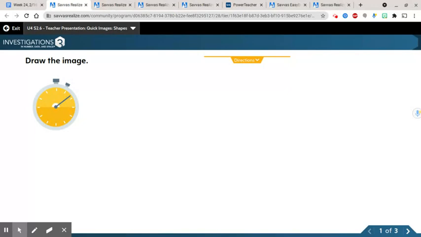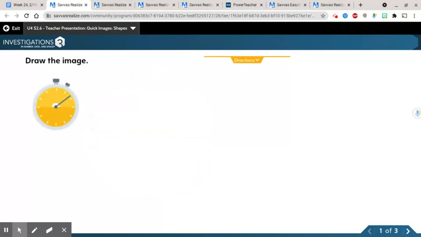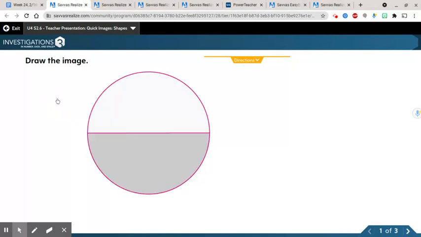Okay, I'm going to show you again. All right, get ready to check your work. So think about how you can describe this shape. Use words how you would describe it. I see a circle. I see two equal parts, and one of those parts is colored in. All right, let's try another one.